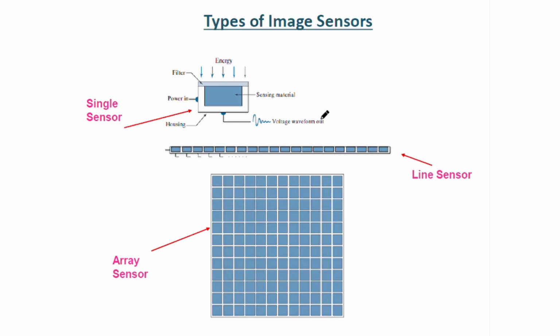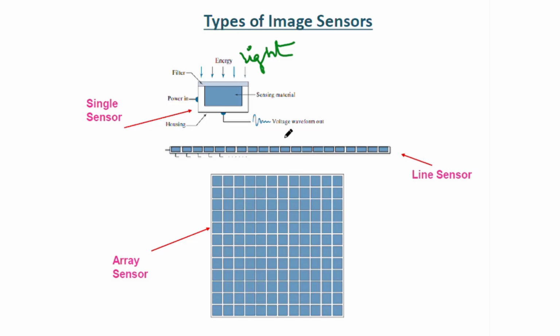If you see the single sensor, it receives the energy reflected by the scene or by the object. What type of energy is it? It is light energy. Now this light energy gets sensed by the sensing material after the filter. This filter is used to get your required color, your required type of light. Suppose you want to get a green light, it filters in only green light and stops all other lights. The sensor will convert this light energy into output voltage.